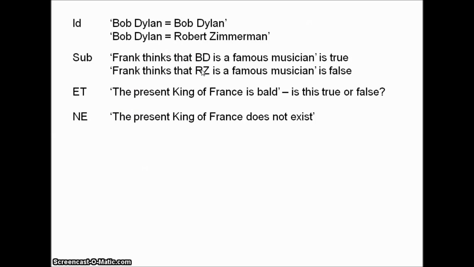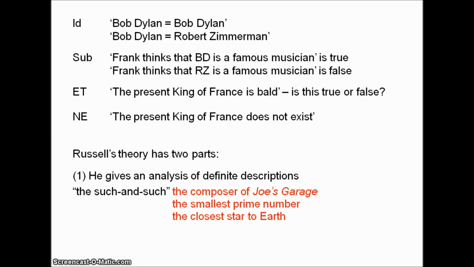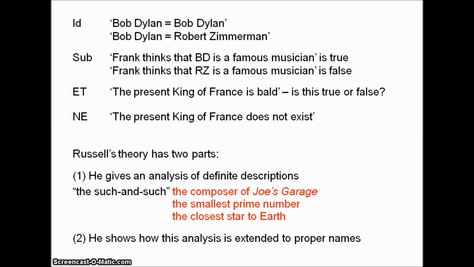Now, Russell's solution comes in 2 parts. He firstly gave an analysis of definite descriptions, hence why it's called a theory of descriptions. Definite descriptions are expressions of the form the such and such. So the composer of Joe's garage, the smallest prime number, and so on. Obviously, though, if we only analyse definite descriptions, our theory will be fairly limited. You can see that our problems apply not just to definite descriptions, but also to proper names. So the second part of Russell's theory shows how to extend his treatment of definite descriptions to other expressions. And that gives us the complete theory.